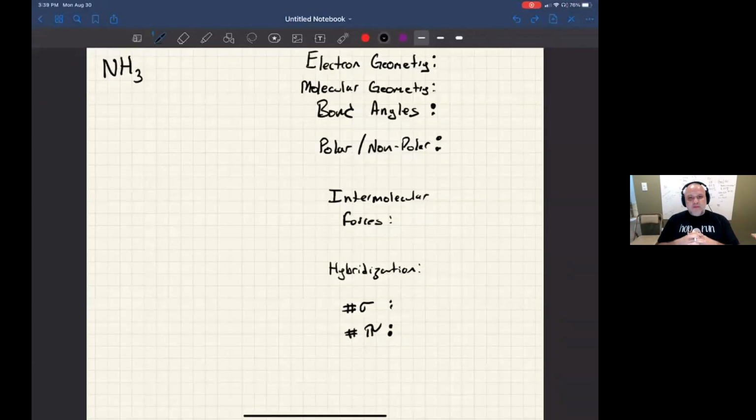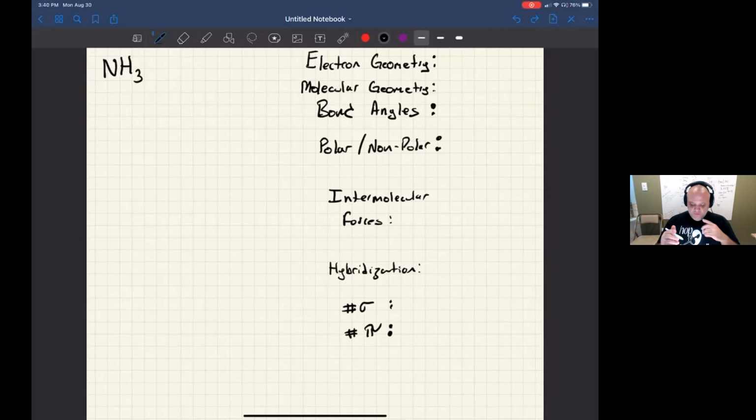Okay, this problem asks you to draw the Lewis structure of NH3 and determine all of these properties on the right. If we're in intro chemistry, we're going to stop at polar, nonpolar. If we're in general chemistry, we're going to determine all of these properties.